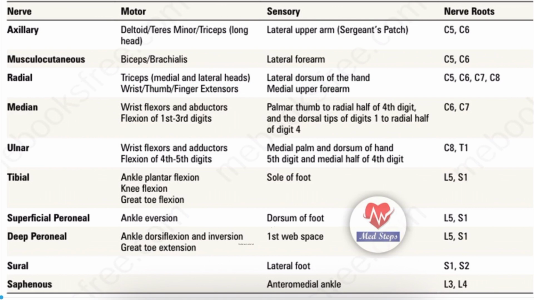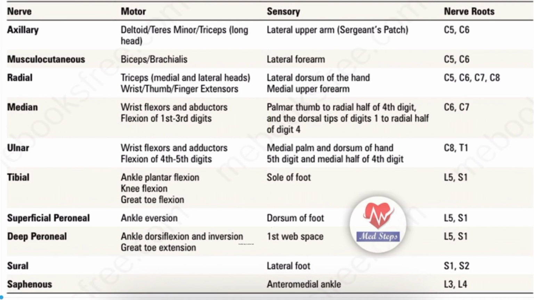Okay, next we are talking about the radial nerve. The radial nerve originates from C5, C6, C7 and C8, from the posterior cord, and its main function is elbow extension, wrist extension and finger extension. The motor function is the triceps, medial and lateral heads, and wrist, thumb and finger extension. In sensory we can see the lateral dorsum of the hand and the medial upper forearm.